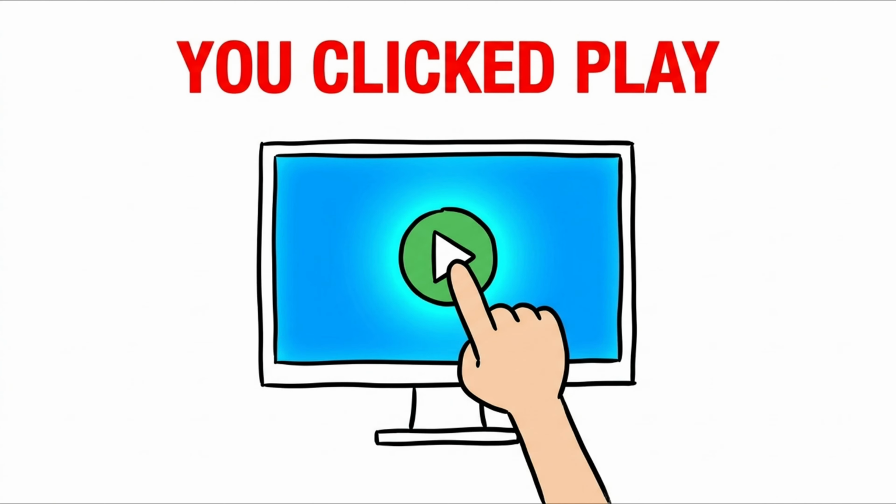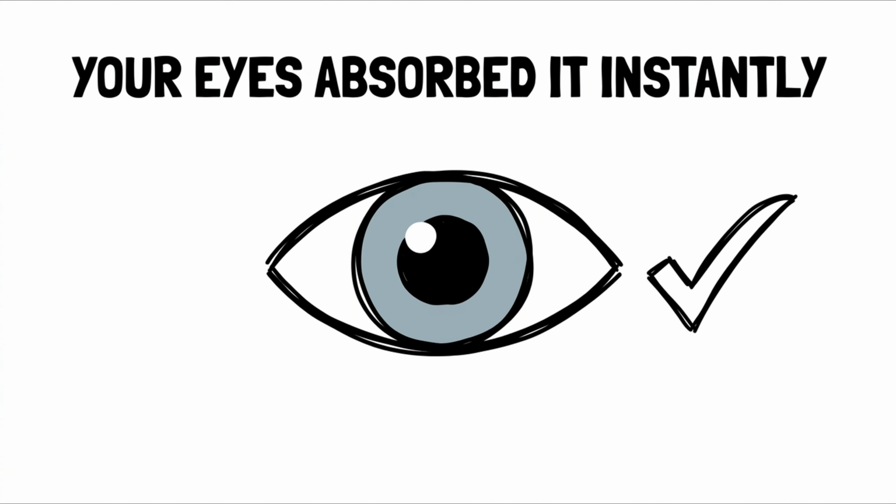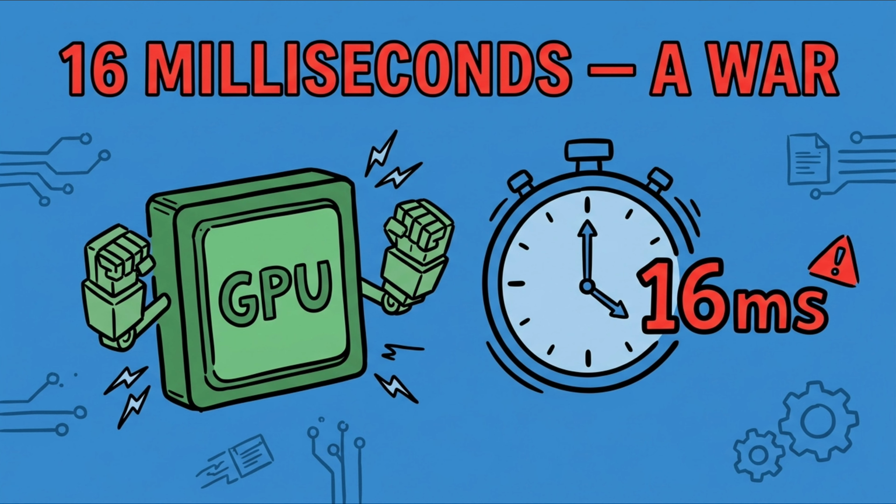You clicked play. A video filled your screen. 60 images per second, each one sharp, lit, and alive with motion. Your eyes absorbed it instantly. Your brain called it smooth. But in the 16 milliseconds between each of those frames, your graphics card fought a war.